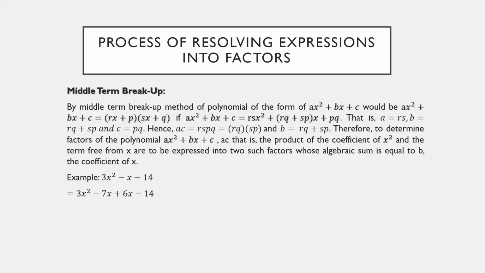So we have got 3x square minus 7x plus 6x minus 14. If we take x common, we can write x into 3x minus 7, and in the last two parts we can take 2 common, so 2 into 3x minus 7. Now we have 3x minus 7 common, so taking that common we have 3x minus 7 into x plus 2, or x plus 2 into 3x minus 7. There is no problem if we change the position of the factors, as this is multiplication, and we know in multiplication ab is equal to ba.